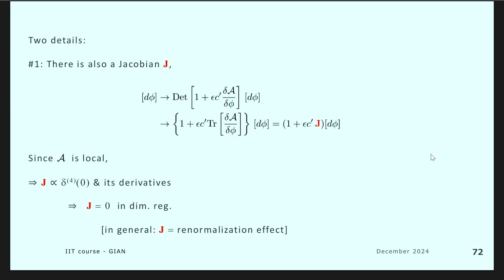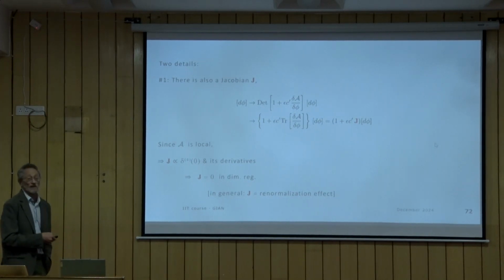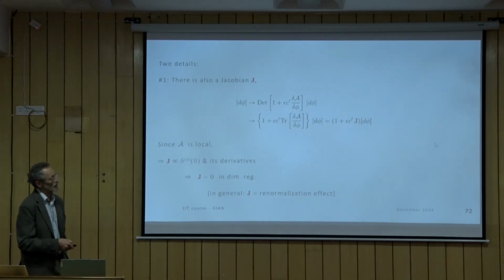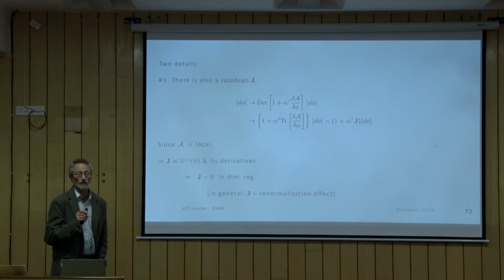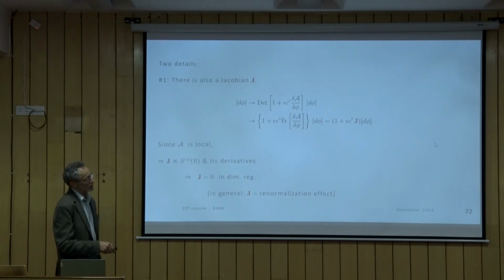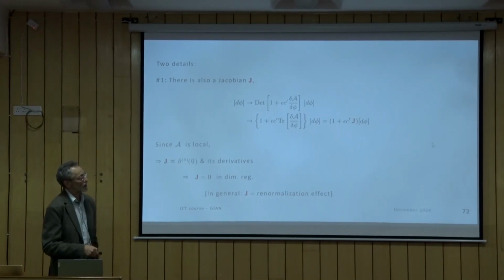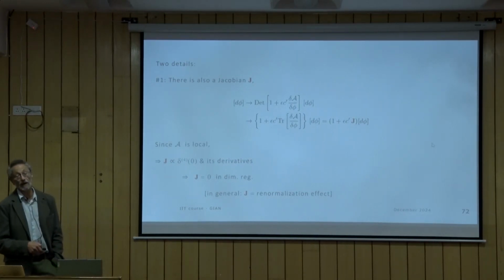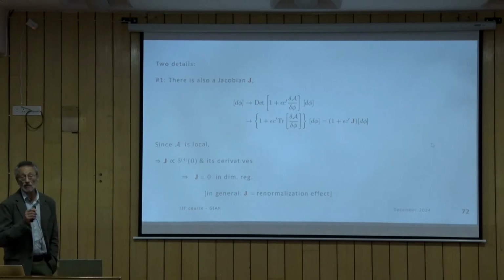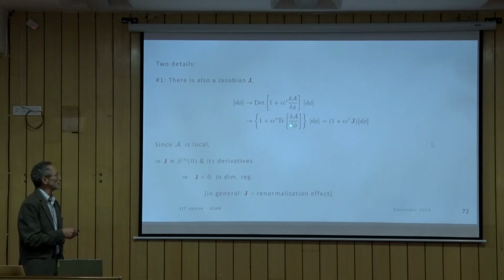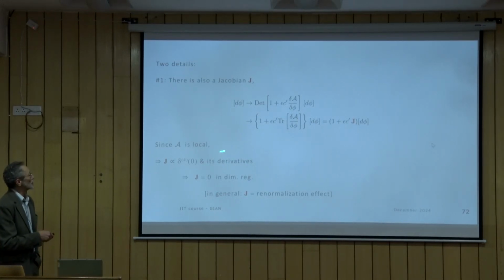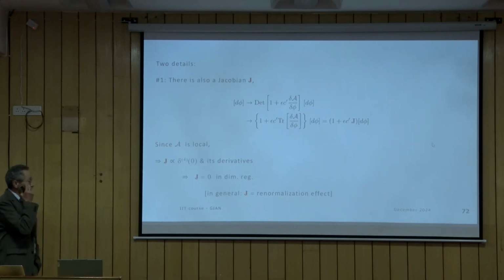Now, if you notice, everything here, the operators I've been telling you, are local. They depend on the field at one point, or the derivatives of the field at one point. This is local, this is local, this is local, and therefore the curly A is local. It depends on phi and the derivatives of phi at one and the same point. So when you take this variation, you find immediately that this is full of derivatives of delta function, or the delta function itself, evaluated at 0.